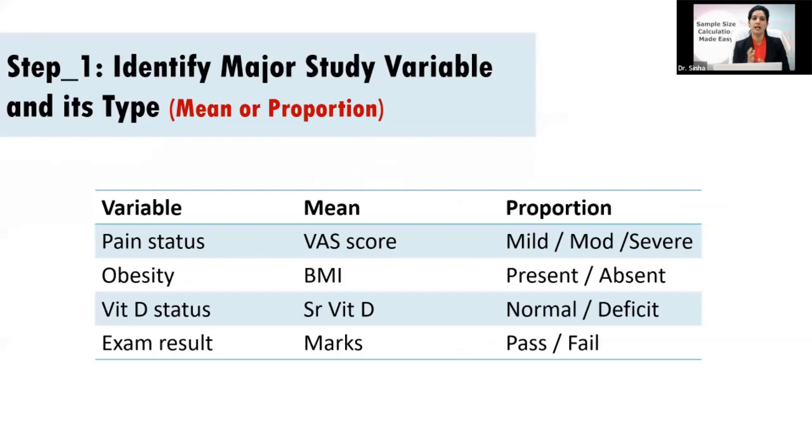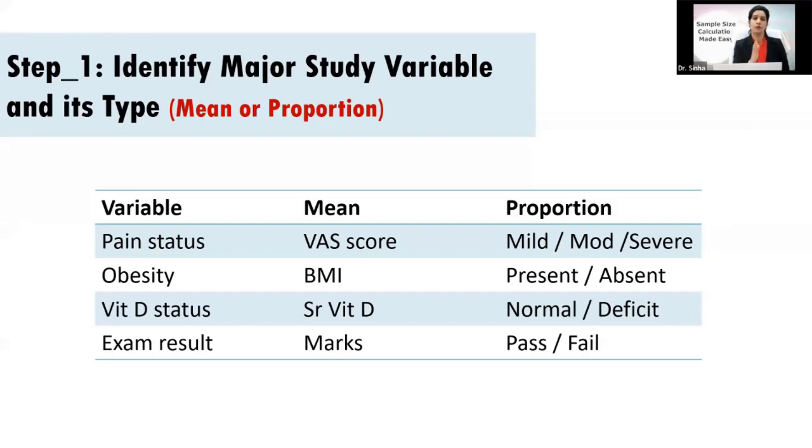So the first step is to identify the major variable in your study or research question. In this case, you can see there are many variables on the screen, like pain status, obesity, vitamin D status, exam result. If you want your outcome in the form of a mean, like mean VAS score, where VAS is the visual analog scale score, or mean BMI, or mean vitamin D level, or mean marks, then it will be a continuous variable.